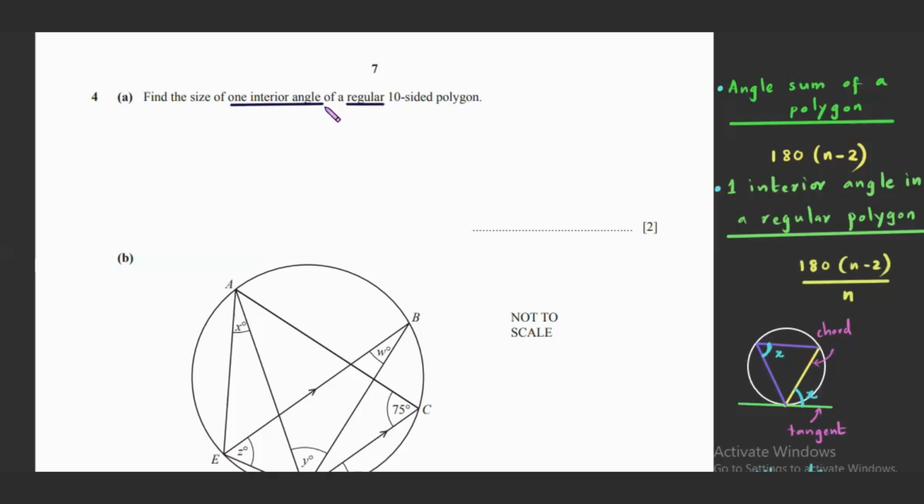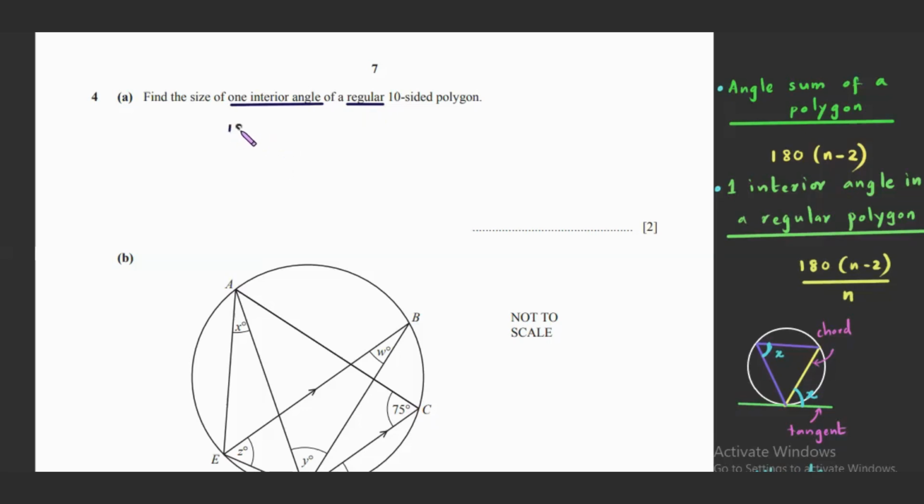In a regular polygon, to find the value of one interior angle, we use the formula 180 times (n minus 2) over n. This 180 times (n minus 2) gives the angle sum of a polygon, and when we divide it by the number of sides that polygon has, it will give us the value of one interior angle. And in this question, as this is a regular polygon, all interior angles will be of the same size.